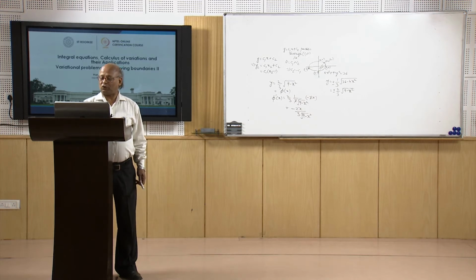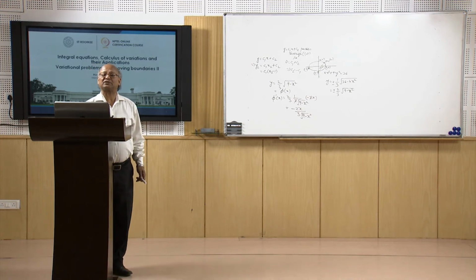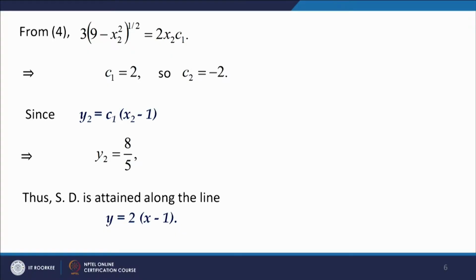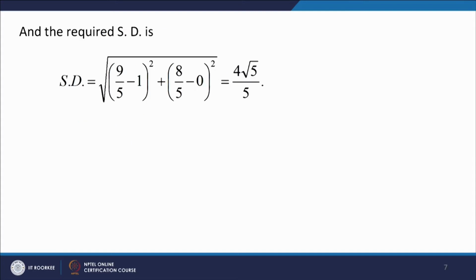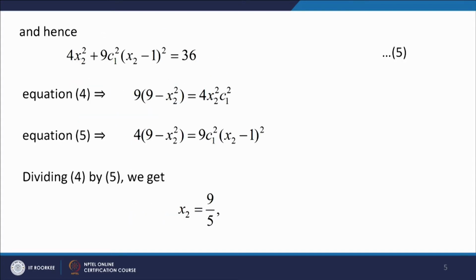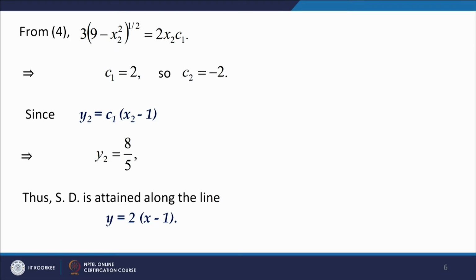Now from 4, 3 times (9 minus x2 square) raised to the power half equal to 2x2 c1, on putting the value of x2 as 9 by 5, we get c1 equal to 2, and since c2 is minus c1, we get c2 equal to minus 2. So since y2 equal to c1 times (x2 minus 1), we can put the value of c1 as 2 and x2 as 9 by 5 to arrive at the value of y2, which is 8 by 5.